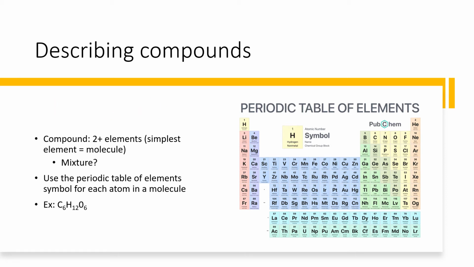When you're writing out these chemical formulas, you're going to use the chemical symbols given to you in the periodic table of elements. So hydrogen, which has 1 proton, has 1 proton. So its atomic number is 1.